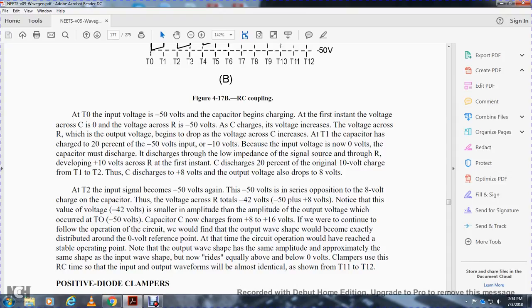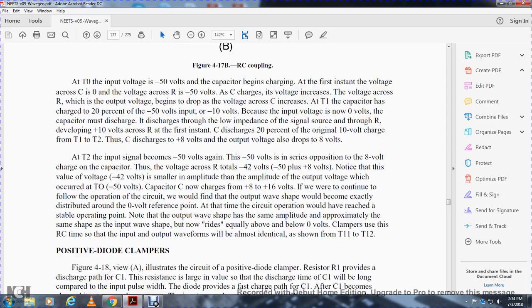The capacitor has charged to 20% of the negative 50 volt input, or negative 10 volts, to cover the input voltage for the new 0 volts. The capacitor must discharge through the low impedance of the signal source and the resistor, developing 10 volts across the resistor. The first instance, the capacitor discharges 20% of the original 10 volt charge, so the output voltage drops about 8 volts.